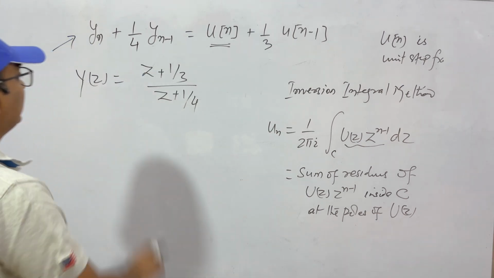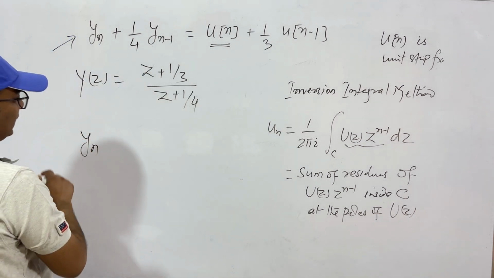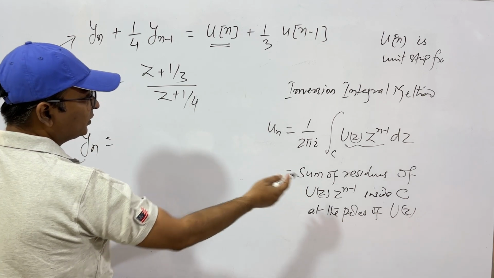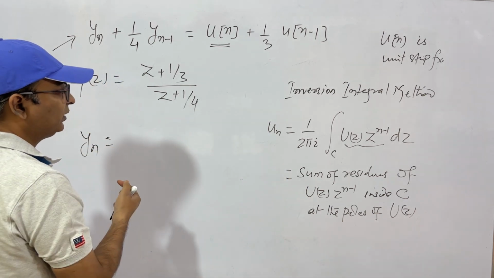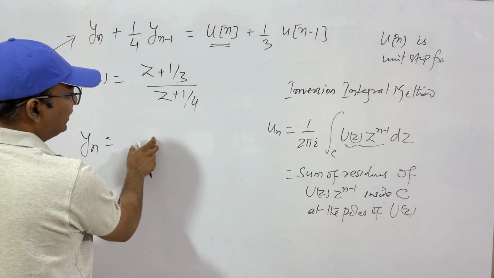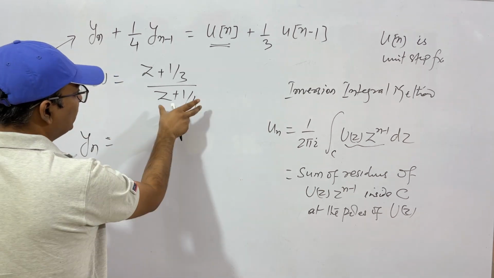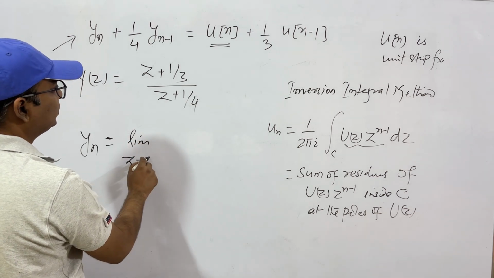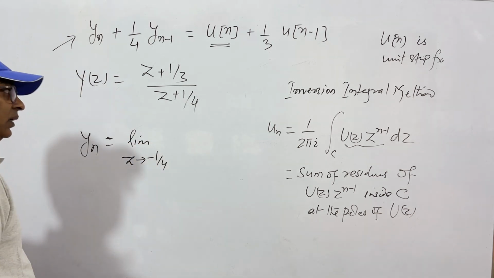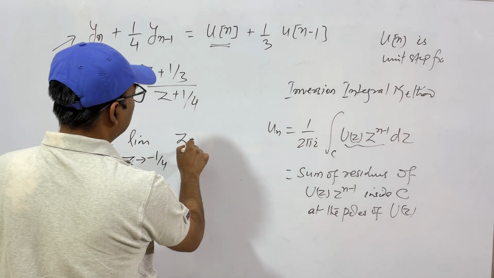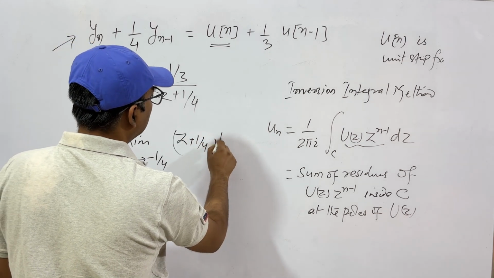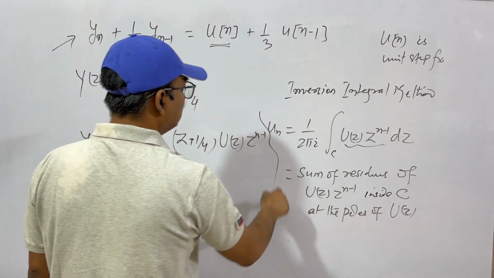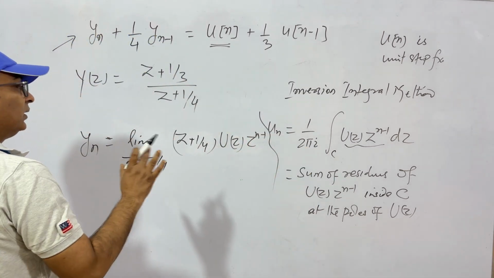If we want to find the value of this, it is actually equal to the sum of residues. We have only one pole, so we have only one value. If we had 2-3 poles, we would have taken the sum of all. Since we have only one pole here, it is given like this. See, limit z tends to minus 1/4. This is our pole. We'll multiply this into U(z), into z^(n-1). This is from this definition. You should learn this by heart.